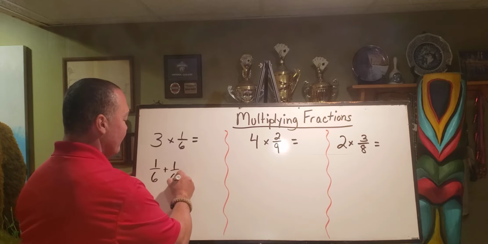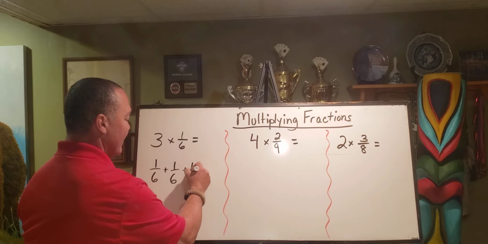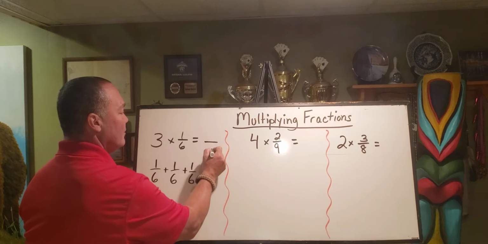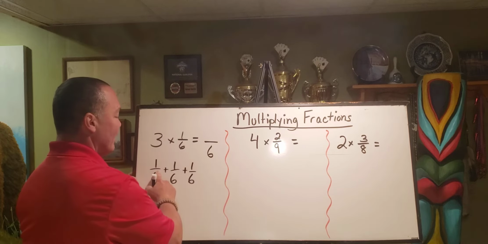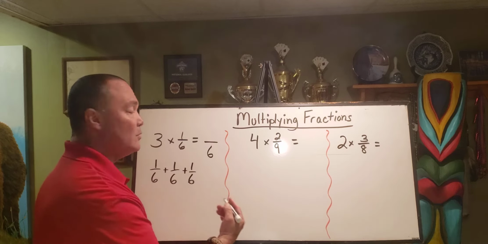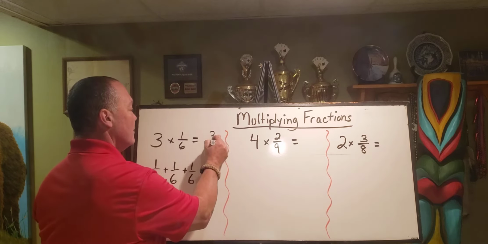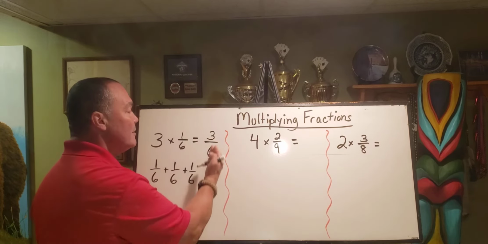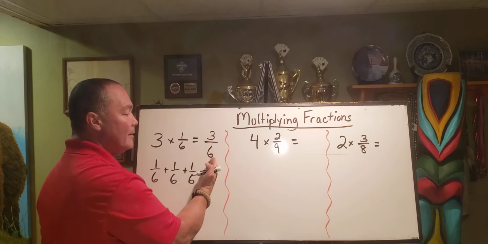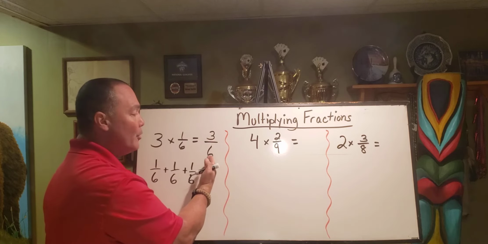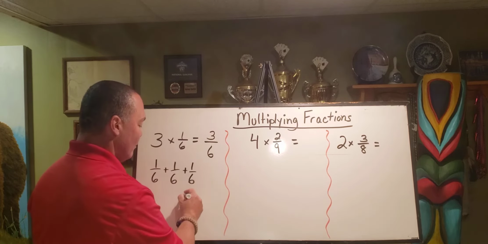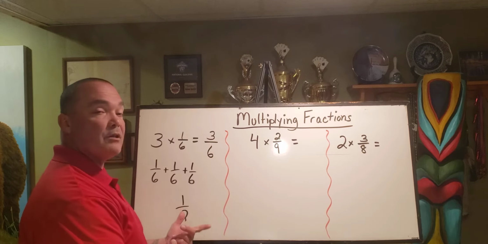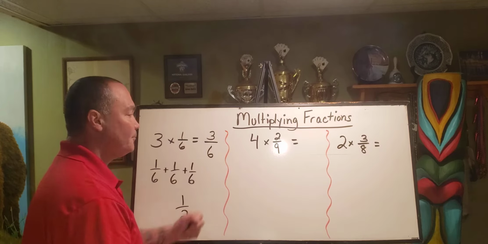And when adding fractions with the same denominator, we know the denominator doesn't change. So our answer is going to have a 6 on it. We're going to add our numerators. 1 plus 1 plus 1 is 3. For those of you who know how to reduce or simplify fractions, anytime your numerator, the top number, is half of your denominator, your bottom number, we know it's 1/2. So 3 times 1/6 equals 3/6 or 1/2.